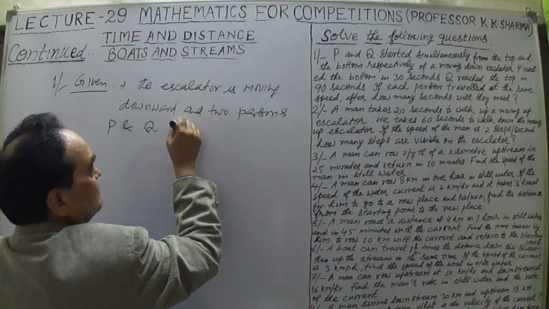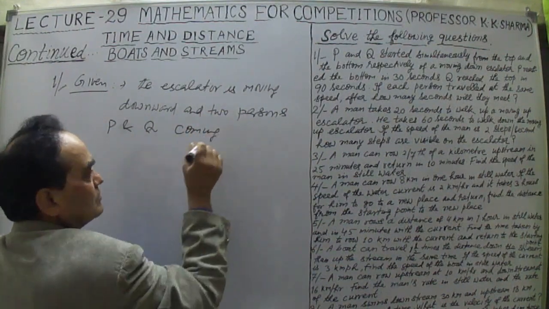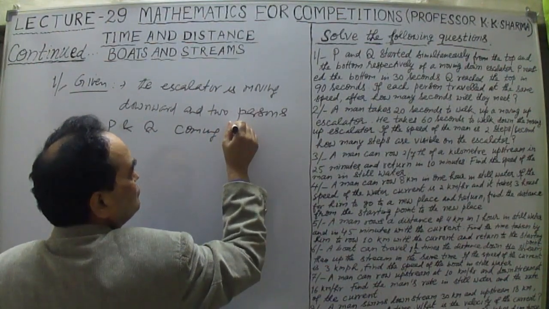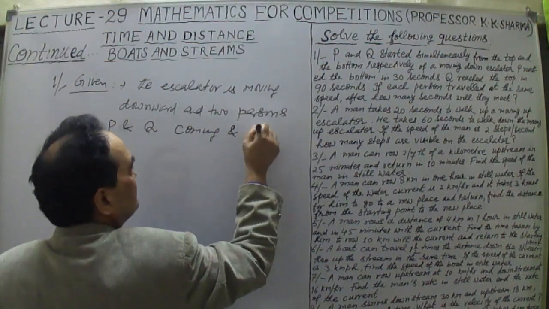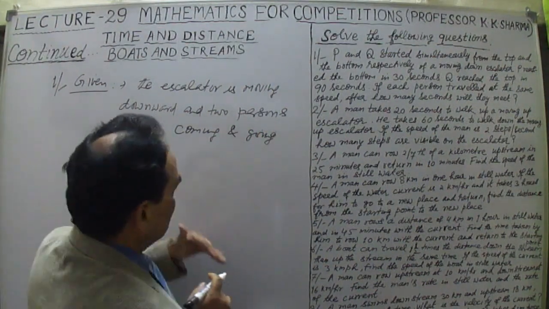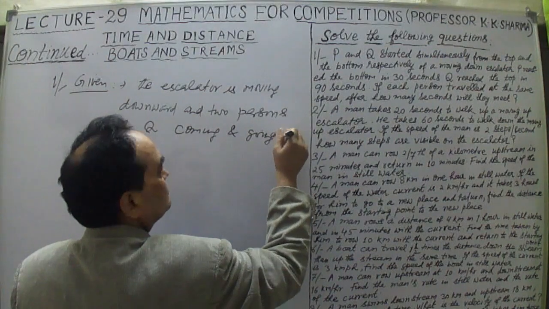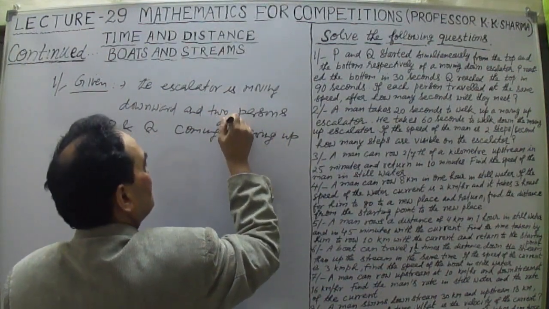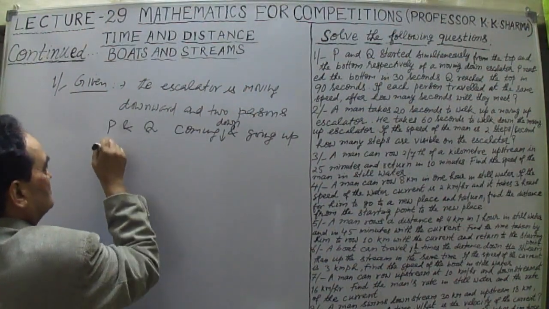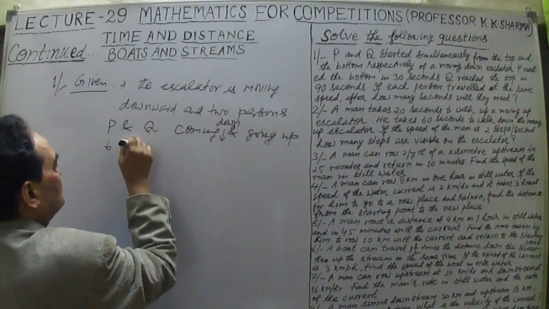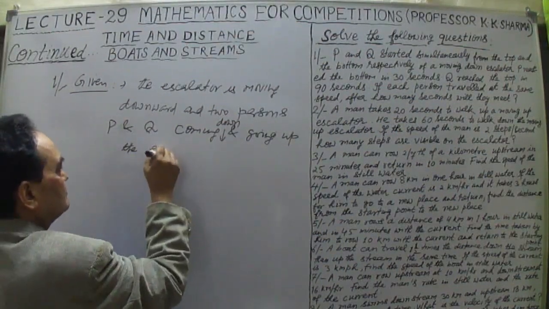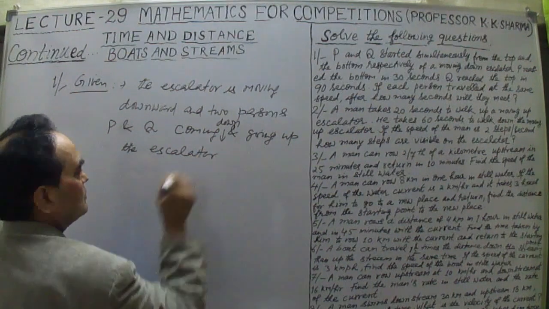Coming and going. Coming means P is coming down, and Q is going up the escalator.